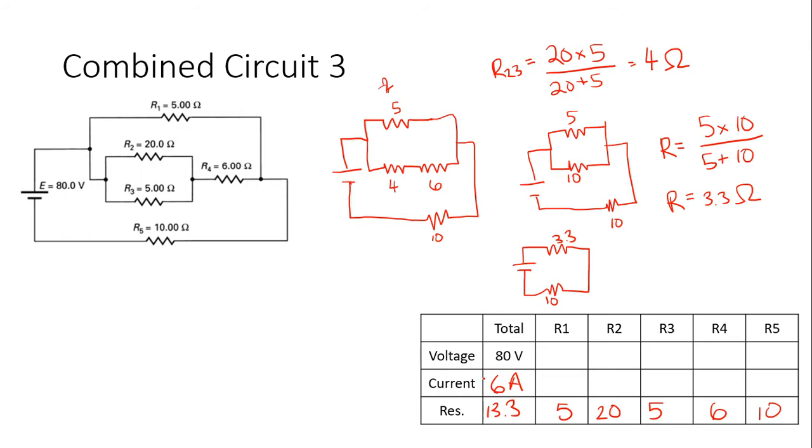Right back to the original picture. Who gets 6 amps? The only place that current hasn't split is right here, because it split a whole bunch in here and it came back to 6 amps. But R5 gets that full 6. So we're going to write 6 here. And that means that we're going to drop 6 times 10, 60 volts across R5. Wow, we used up a lot of it. So what do we have left over?